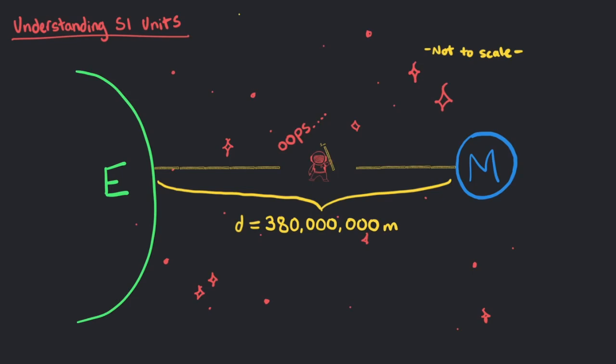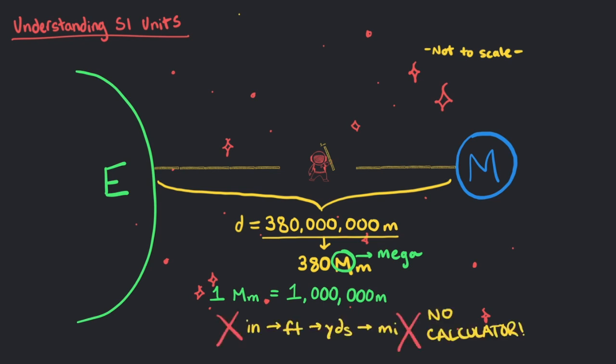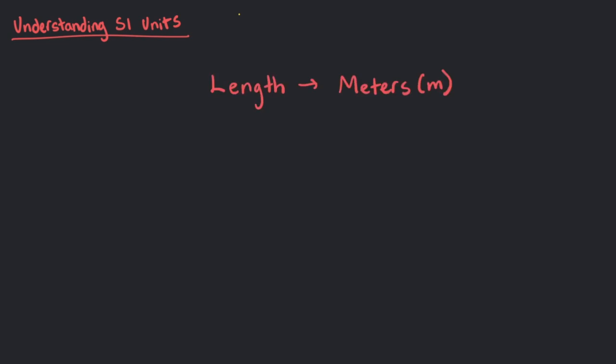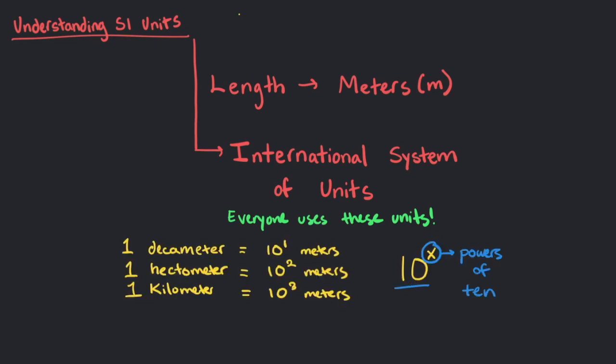So instead of 380 million meters, we could say 380 megameters. Here, the capital M means mega, and 1 megameter is 1 million meters. This was way easier to convert than from inches to feet, yards, and miles. Unlike inches, meters are a standard unit of measure in the International System of Units, because the system is based on powers of 10 for easy conversion and readability.